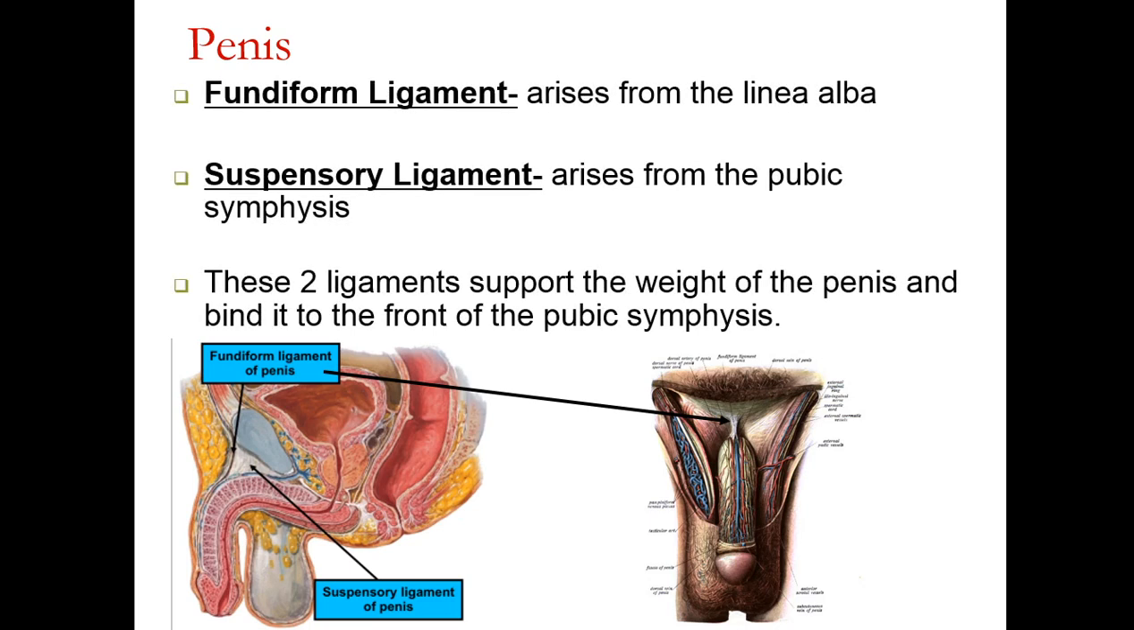All right, so with our penis, we've got a couple of ligaments that we need to talk about. We have two that support the weight of the penis and attach it to the front of the pubic symphysis. We have the fundiform ligament, which arises from the linea alba, and then the suspensory ligament that arises from the pubic symphysis itself. We can see both of those ligaments in our pictures here, and their attachment points and how they both come up and attach to the front of the pubic bone, and how they are going to support the weight of the penis.